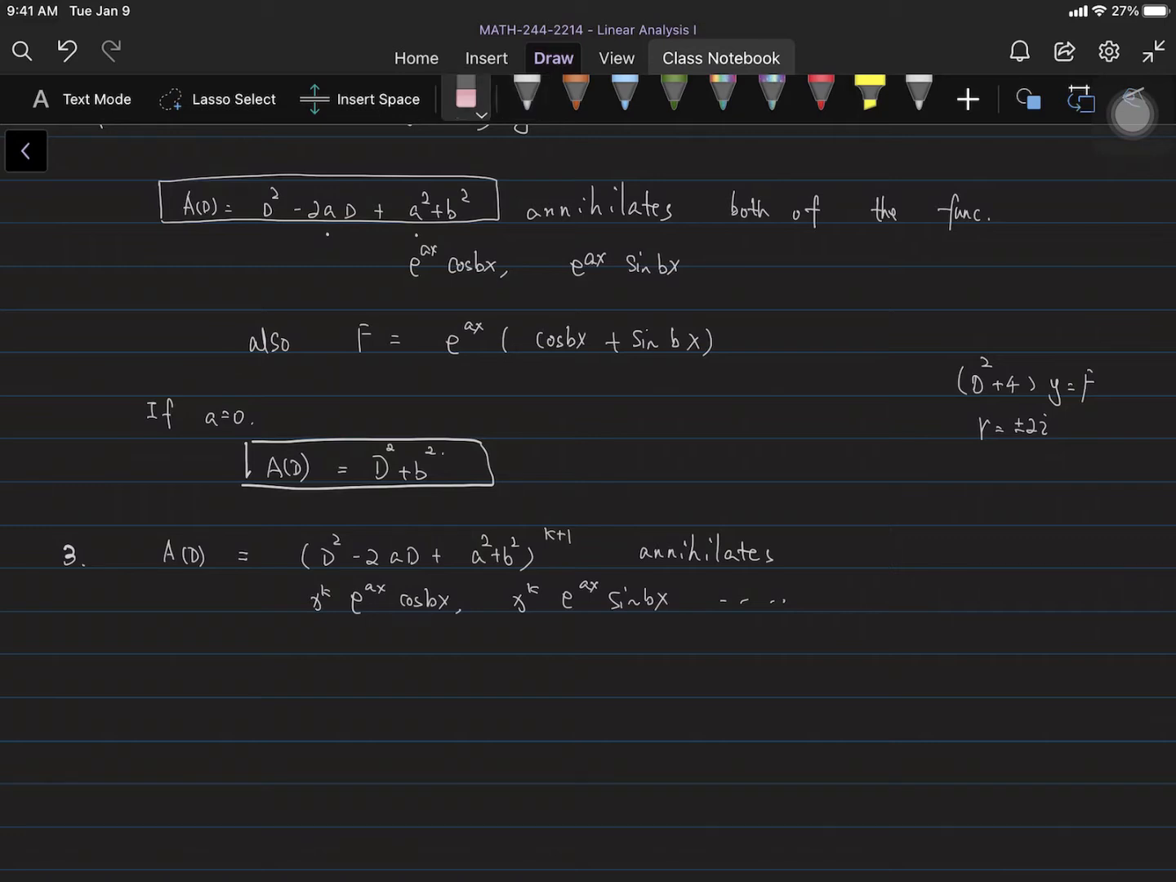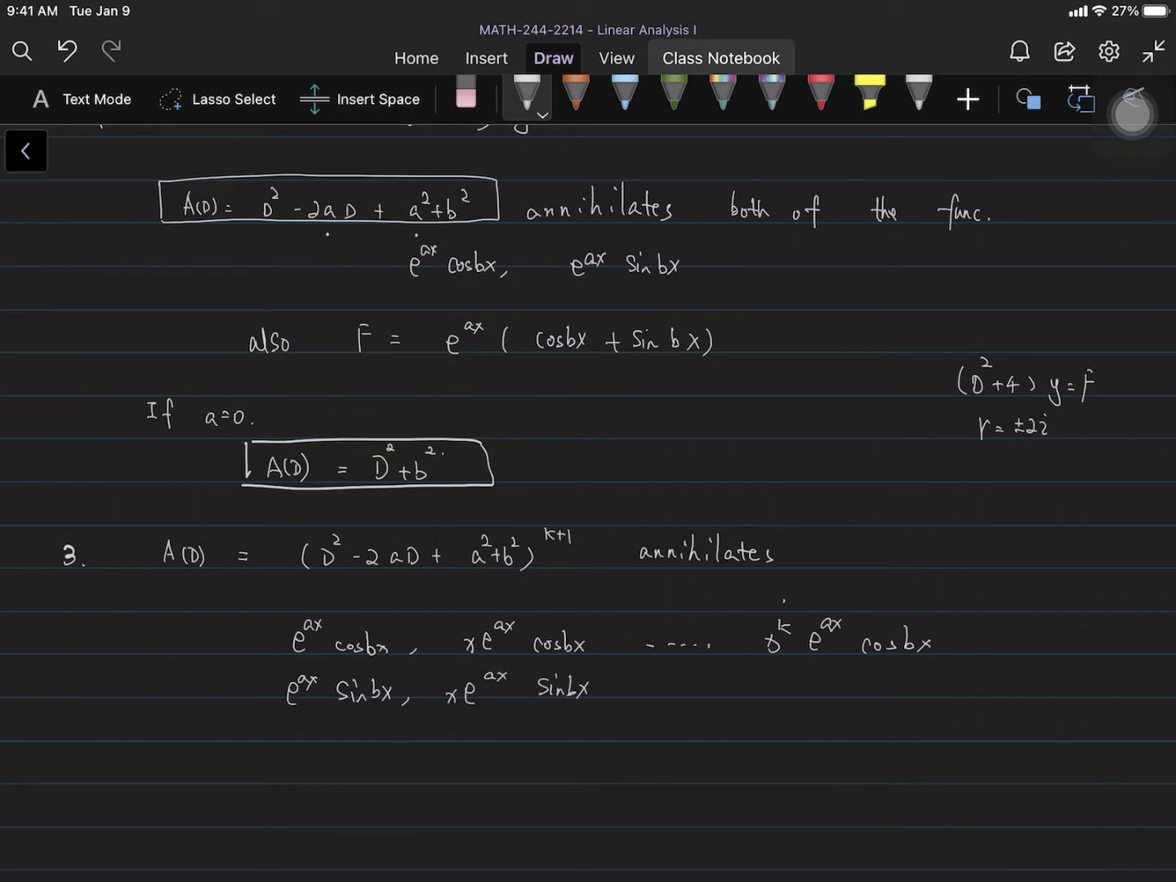Let me write them down in this order, starting from the lower one. So e to the ax cosine bx, x e to the ax cosine bx, x to the k e to the ax cosine bx, like this. And similarly, we have a pair with sine bx: e to the ax sine bx, x e to the ax sine bx, and x to the k e to the ax sine bx.